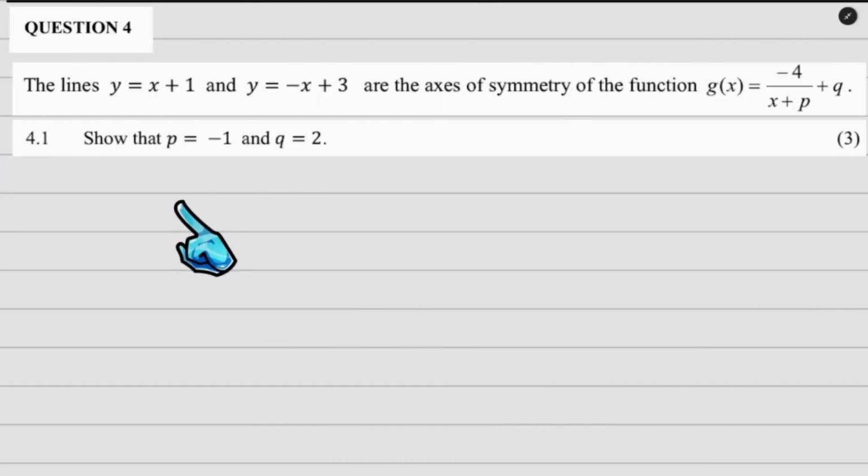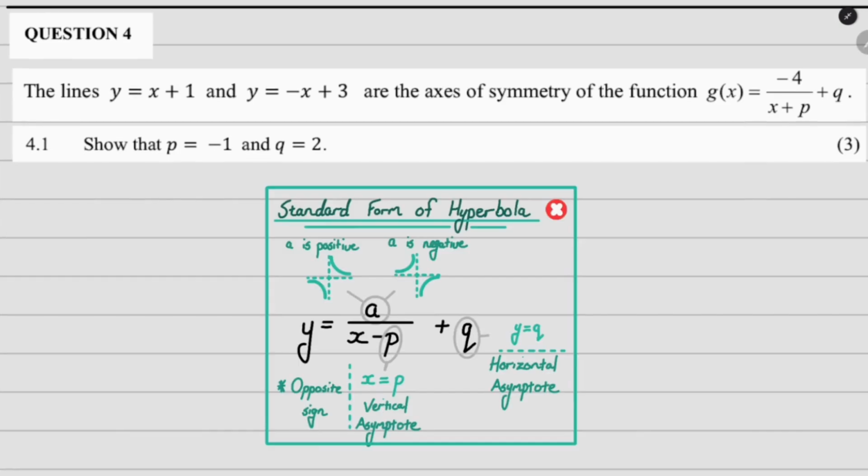Question 4 gives us two linear functions which are axes of symmetry for this function. Now this function is a hyperbola. You might be wondering, how do I know that? It's because I recognize my standard form of a hyperbola. This is very essential to know off by heart because it's not on the formula sheet.